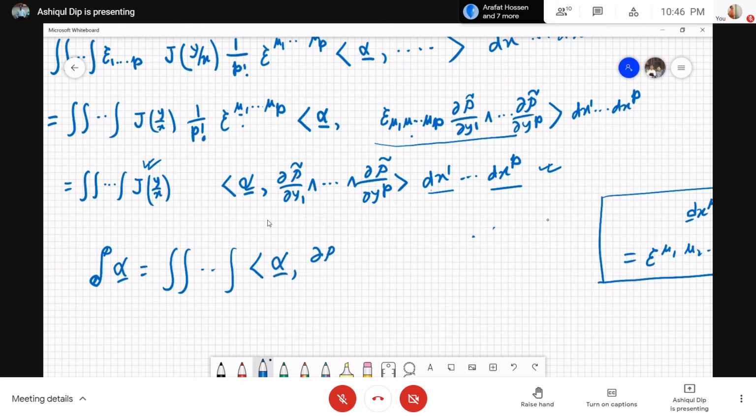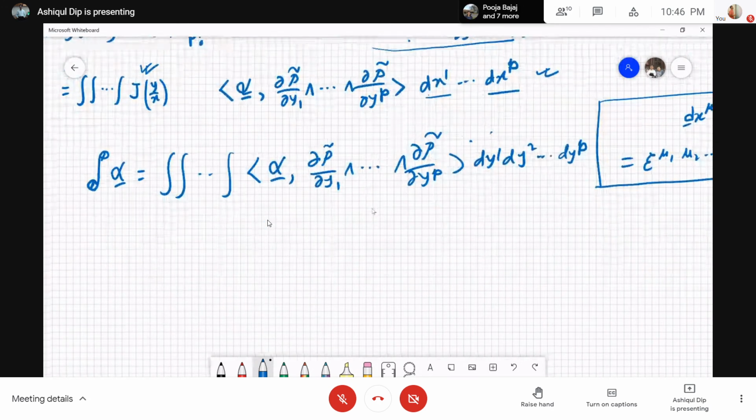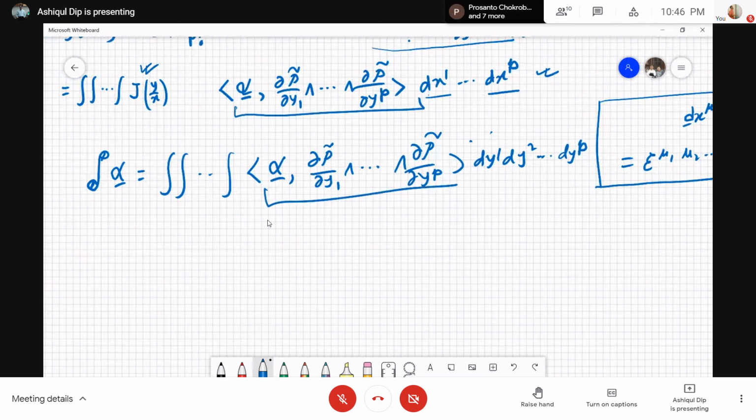Delta y p tilde by delta y1, up to delta p tilde by delta yp, then dy1, dy2 up to dyp, right? This is by definition. So then I can equate the integrands, since those integrands are the same. So I equate the differentials: dx1, dx2 up to dxp, times the Jacobian of y over x, equals dy1, dy2 up to dyp.